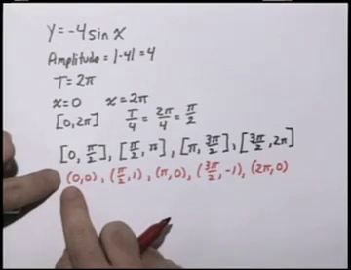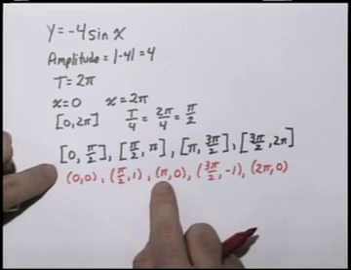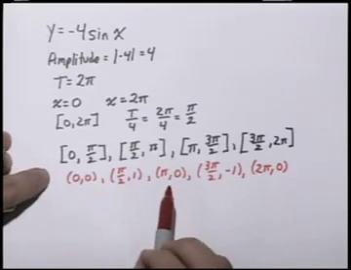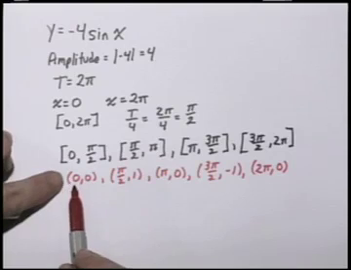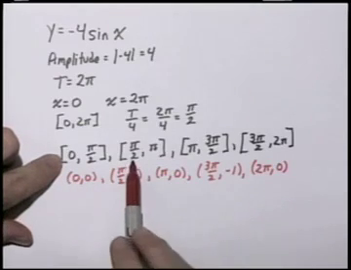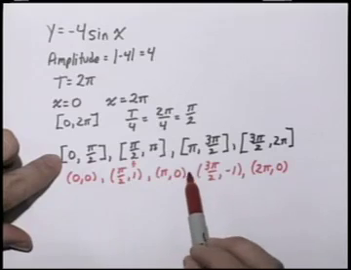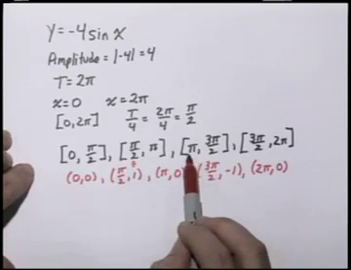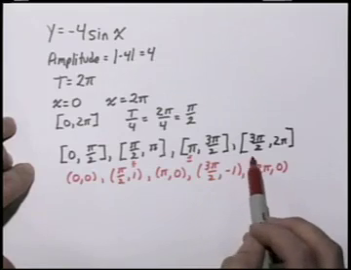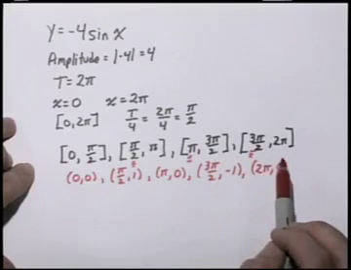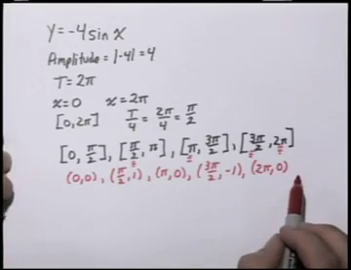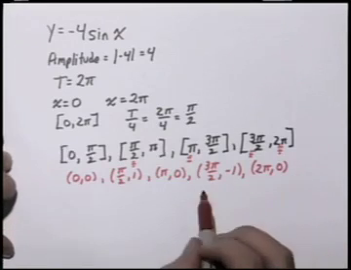The x-coordinates corresponding to these key points correspond to the endpoints in these intervals. So for example, my first x-coordinate is at 0 for my key points. My next key point has an x-coordinate of pi over 2. My next key point has an x-coordinate of pi. My next key point has an x-coordinate of 3 pi over 2. And my last key point has an x-coordinate of 2 pi.